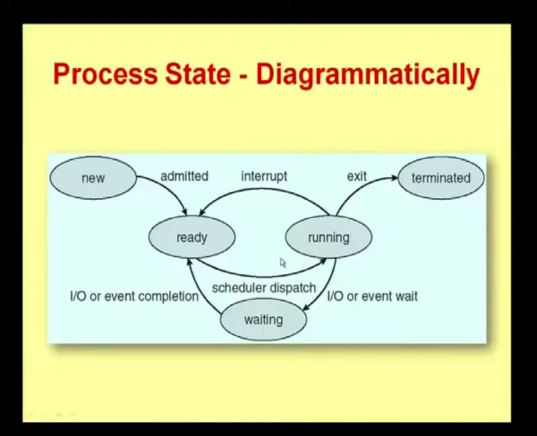When it goes to a waiting state, after the IO or event completion it goes to a ready state, and then it comes back to a running state. So after running it goes to a waiting state, after waiting it goes to a ready state, and then again to a running state. After this process gets completed, it goes to an exit state or the terminated state, which means the process has completed.